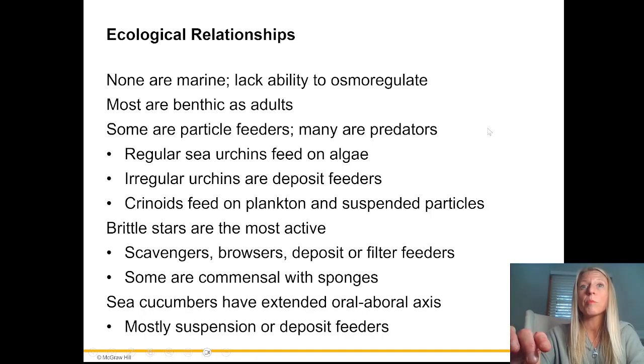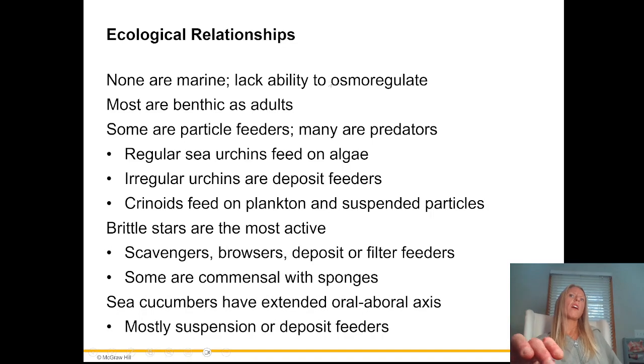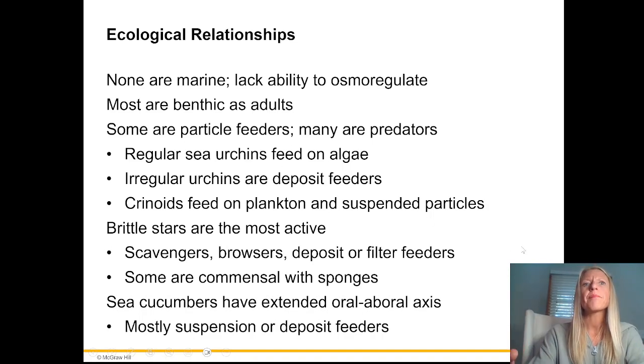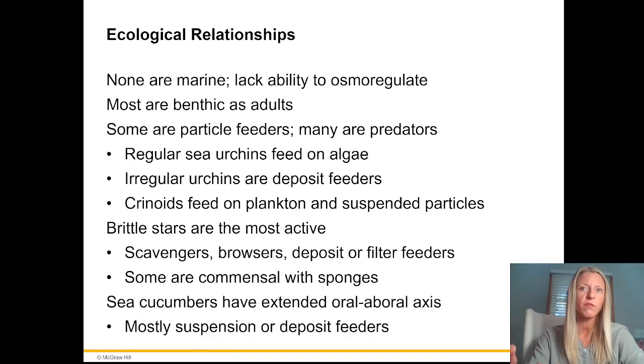None are marine. That doesn't make sense. Many are marine. They are benthic as adults. Some are particle feeders, many are predators. Sea urchins, for example, feed on algae. Crinoids feed on plankton. Brittle stars are scavengers or filter feeders, and sea cucumbers are suspension or deposit feeders, which are kind of similar to filter feeders.